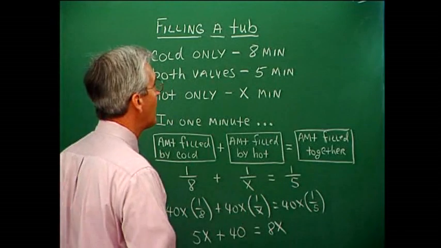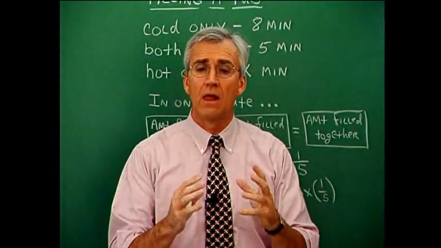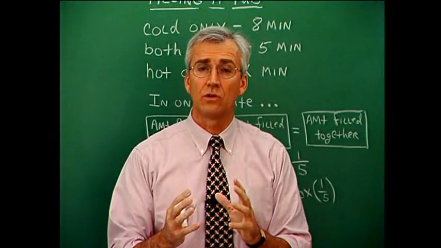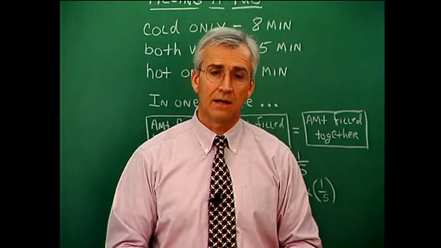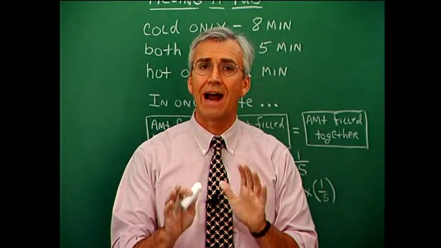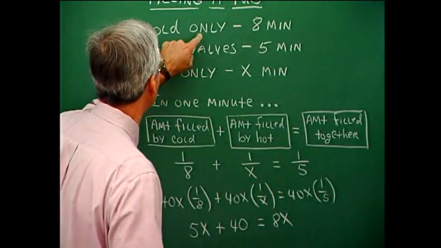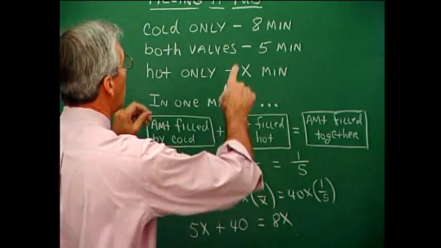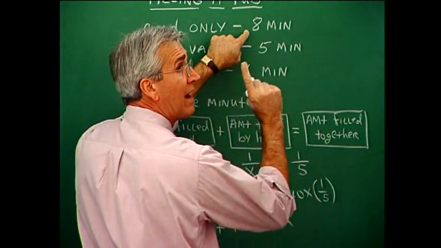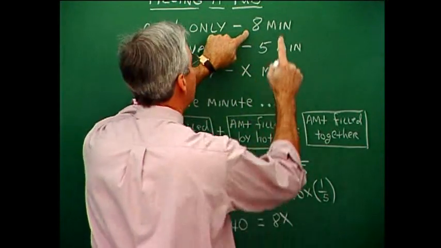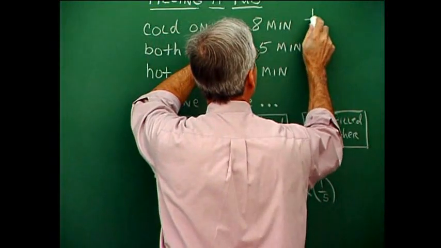Now, you may recall that we had two ways of setting up problems like this. One way was to build our equation according to what is going on in 1 unit of time. The unit of time here is minutes. And we have to first identify the fraction of the job that is performed by our cold water valve. You see, the cold water valve takes 8 minutes. What fraction of the job can be done in 1 minute? You see, what fraction of the tub can be filled? If it takes 8 minutes to fill the whole tub, then in 1 minute, 1/8 of the tub is filled.